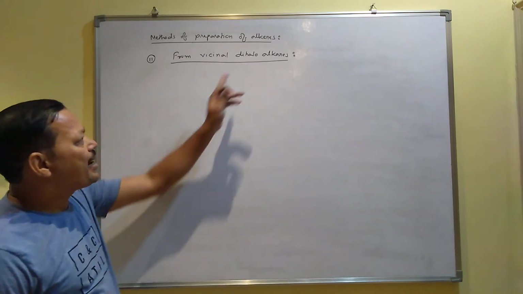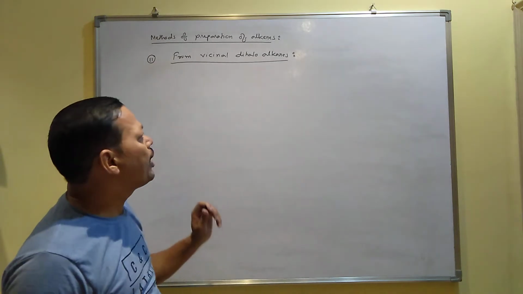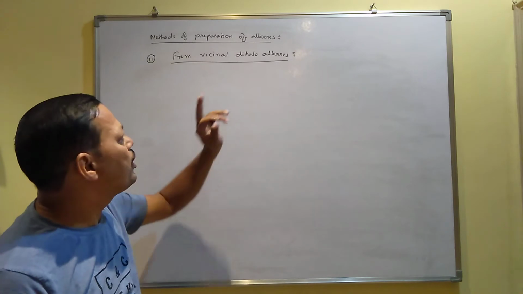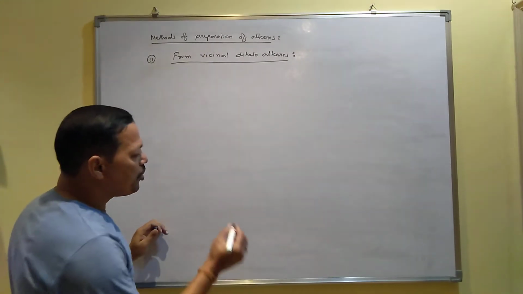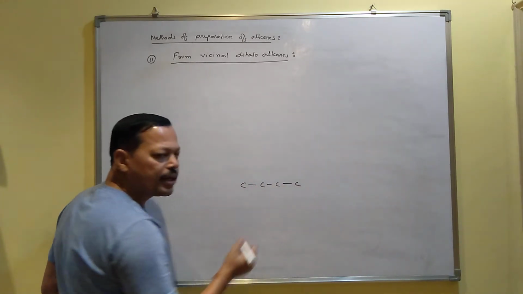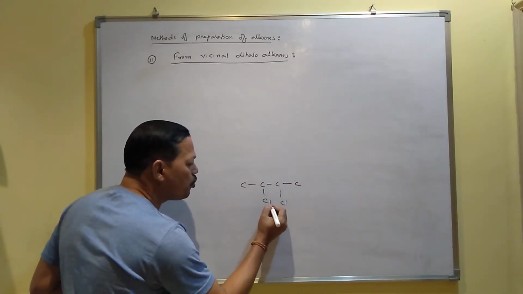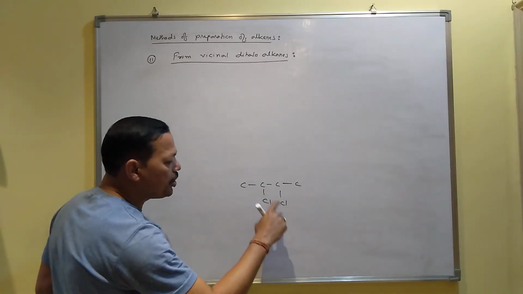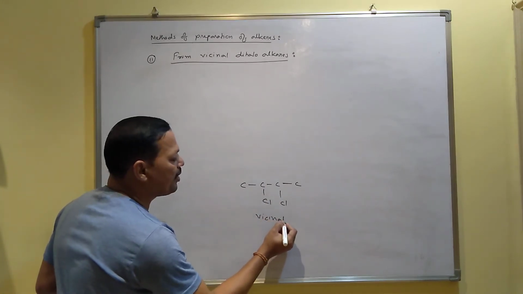Now dihaloalkane means those organic compounds in which the alkane contains two halogen atoms. There are two types of dihaloalkane: one is called vicinal dihaloalkane and one is called geminal dihaloalkane. For example, suppose this is the carbon chain. When two chlorine, chlorine is a halogen, are joined with two adjacent carbons, then it is called vicinal dihaloalkane.